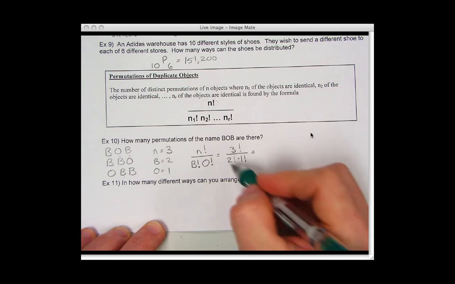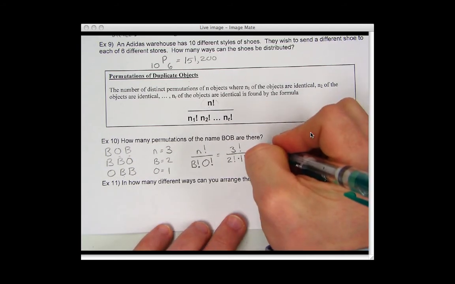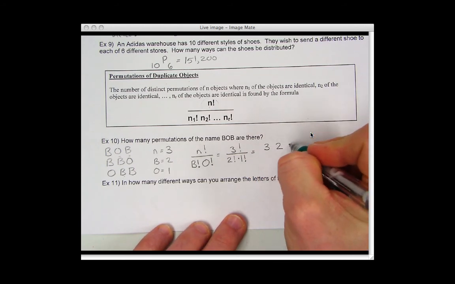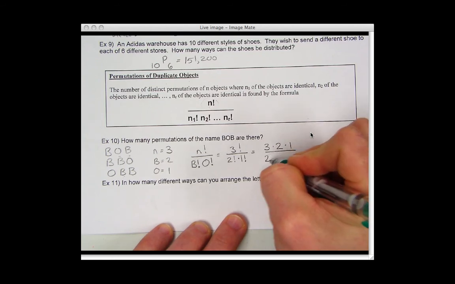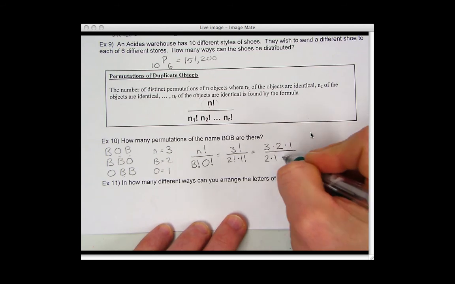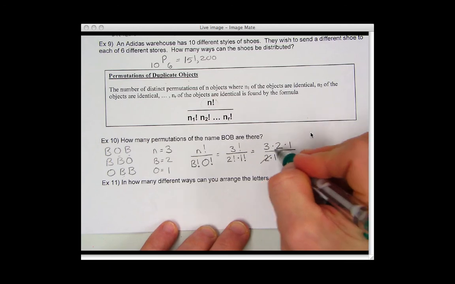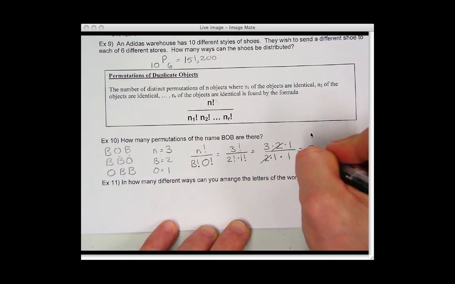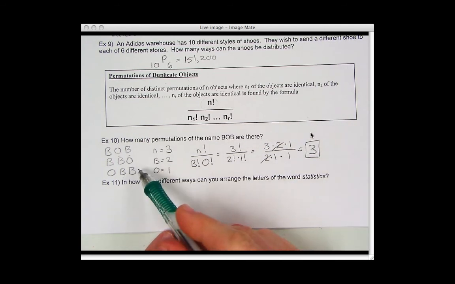Now you could put this whole thing in your calculator, but it's easy to simplify. If we write 3 factorial as 3 times 2 times 1, and 2 factorial as 2 times 1, and 1 factorial is just 1, we can do some canceling. The 2 cancels, and the 1s don't change our answer, so we're left with 3 possible arrangements, which is what we expected.